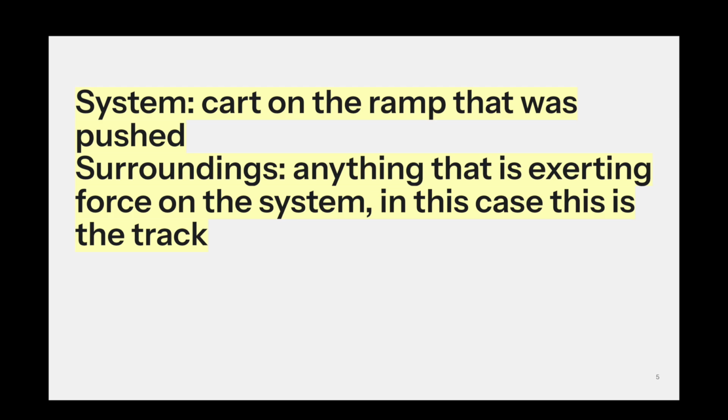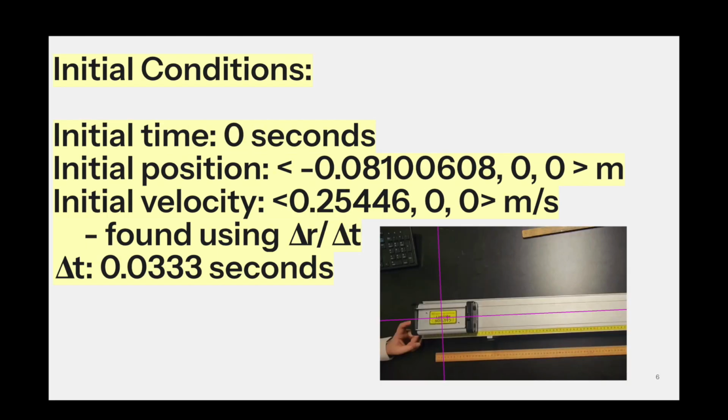The system is the cart on the ramp that was pushed, and the surroundings were anything exerting force on the system, which in this case is the track that the cart was on. The initial conditions: initial time was 0 seconds, initial position was negative 0.081 for the x component and zeros for the rest of the components. Initial velocity was 0.25446 for the x component and 0 for the rest. This was found using the formula I said earlier, change in position over change in time, and the change in time is 0.0333.